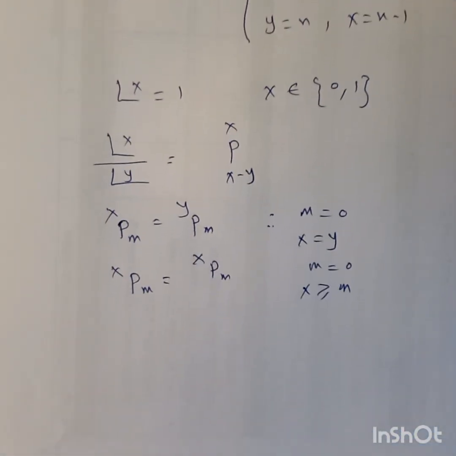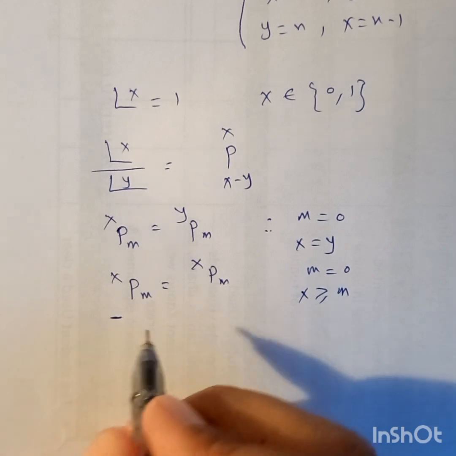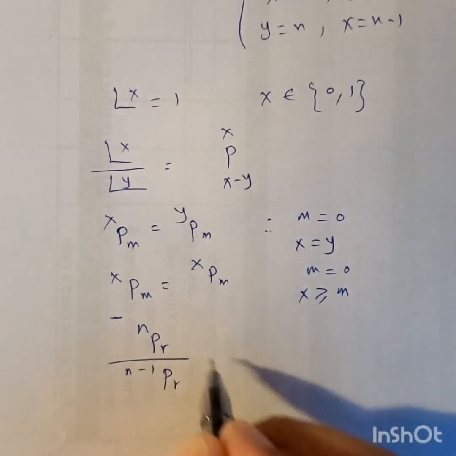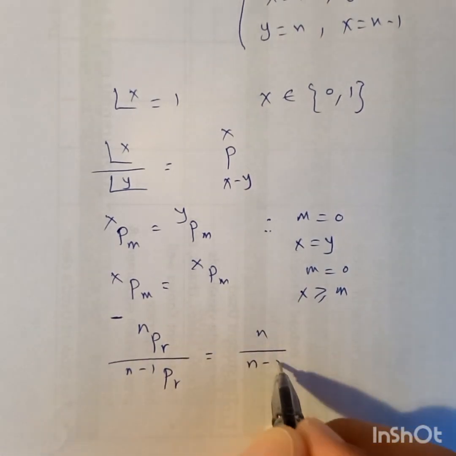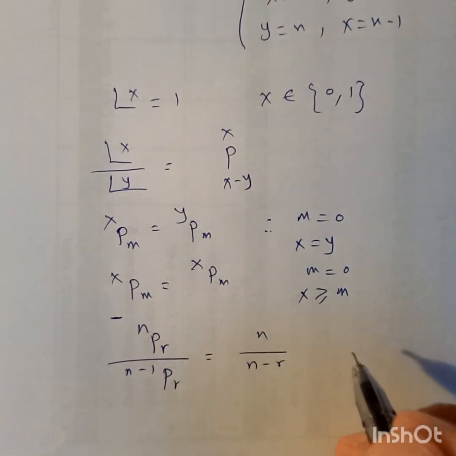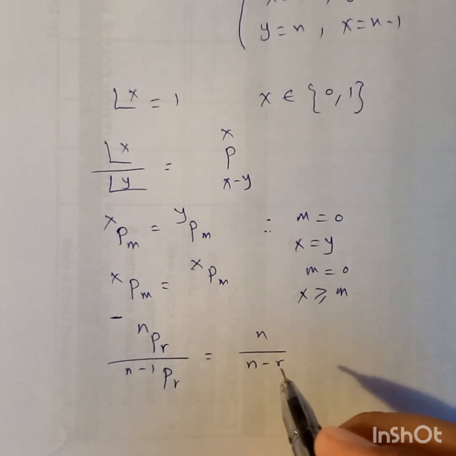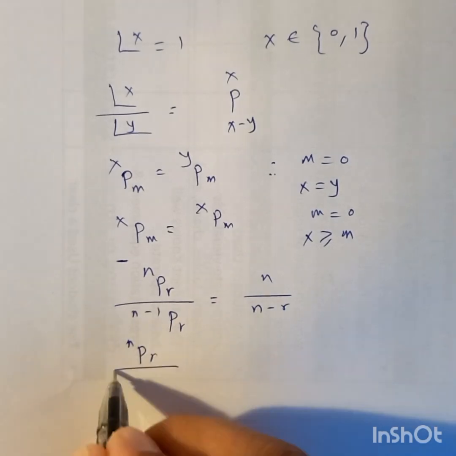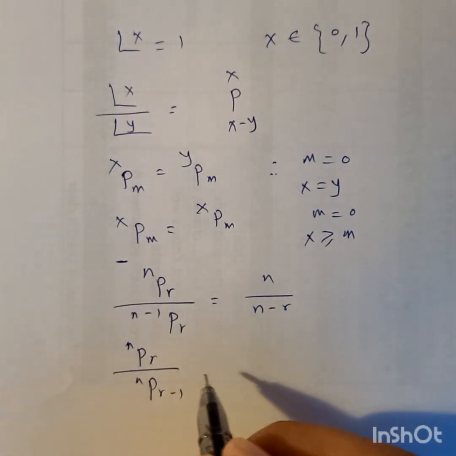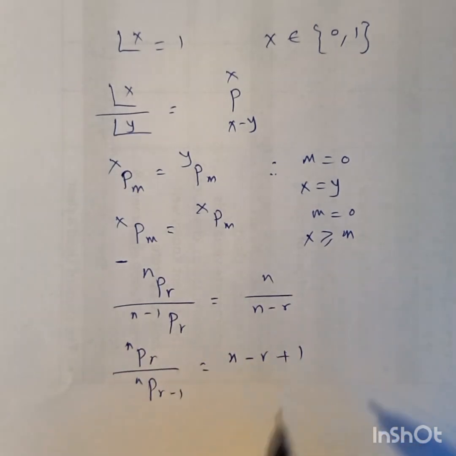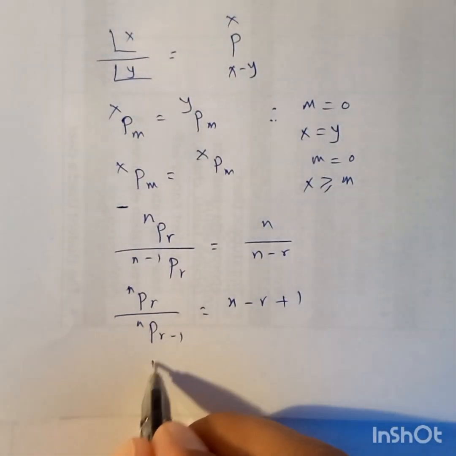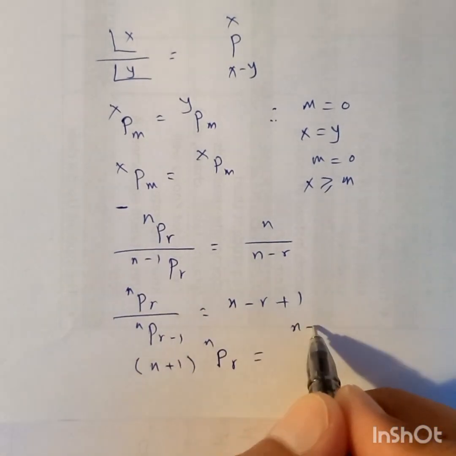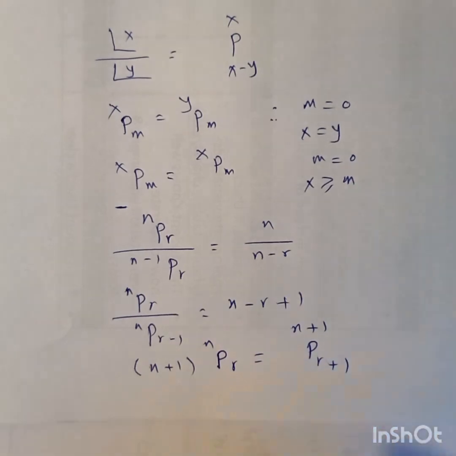We have also the following three rules. If we have nPr divided by (n minus 1)Pr, this equals n divided by n minus r. This relation can be memorized and applied directly, or we can prove it. Another relation we have: nPr divided by nP(r minus 1) equals n minus r plus 1. And finally, n plus 1 multiplied by nPr equals (n plus 1)P(r plus 1).